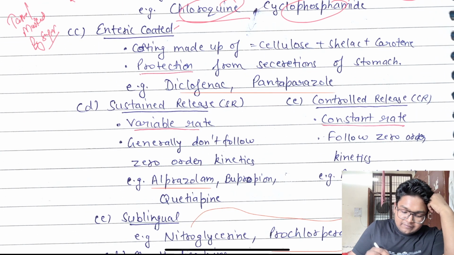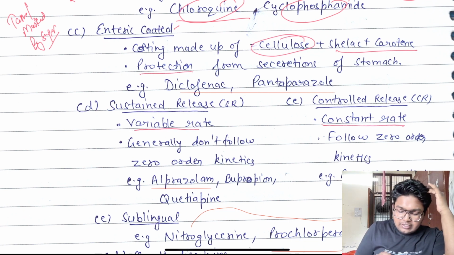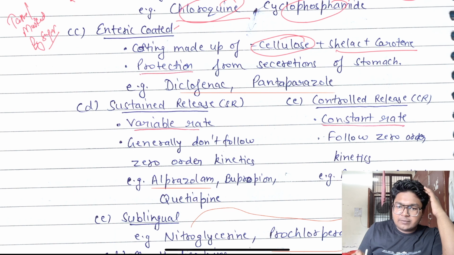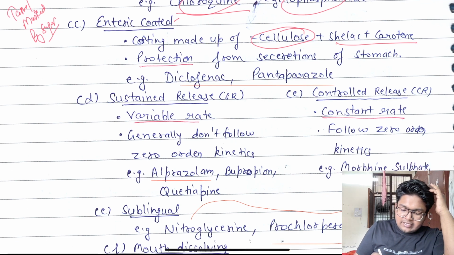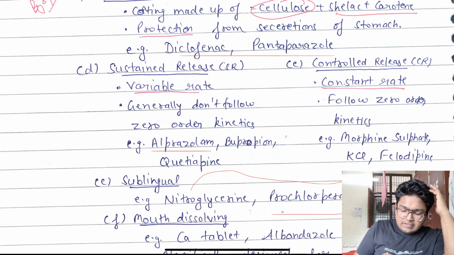Okay. Then we have enteric coated tablets. Enteric coated tablets have a coating made up of cellulose plus carotene. It protects from secretions of the stomach. It goes to the required site and starts performing, like diclofenac and pantoprazole. Then we have sustained release tablets and controlled release tablets.